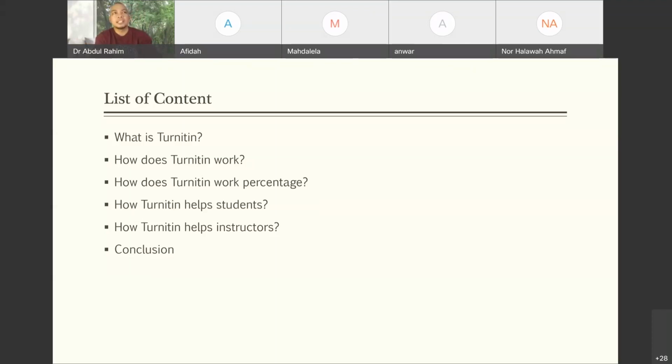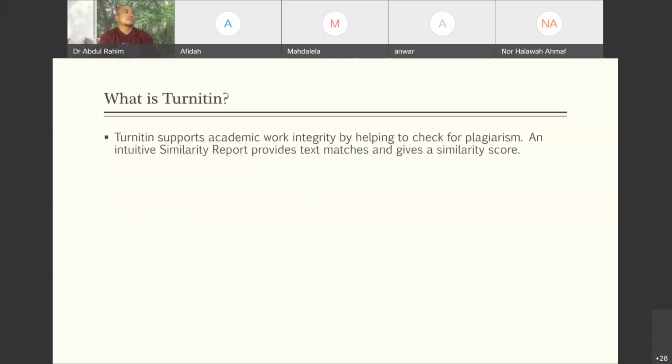We have about 15 slides only. These are things that I took from the internet. The heavy descriptions I did not put in the slides because for me, Turnitin is a very simple software. We don't have to think that much when using it, so I just took whatever I felt was useful for all of you.